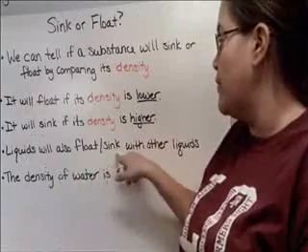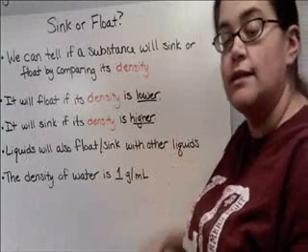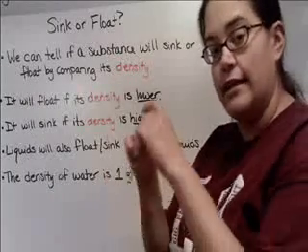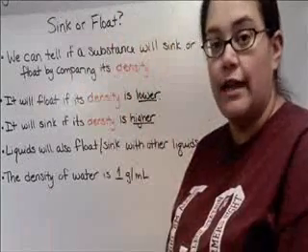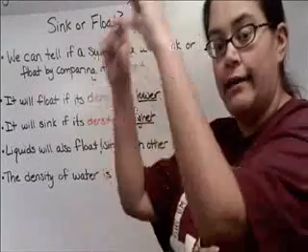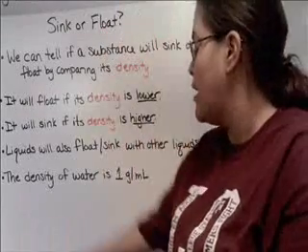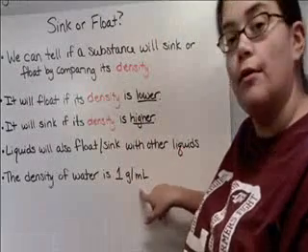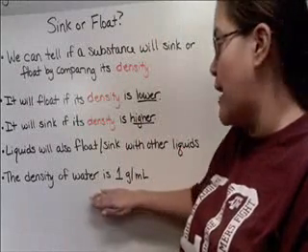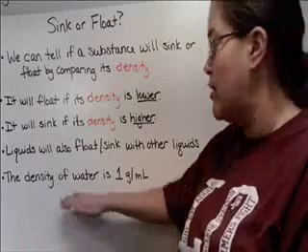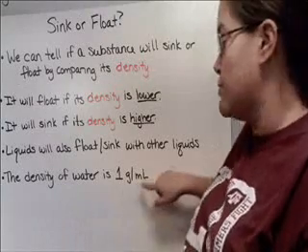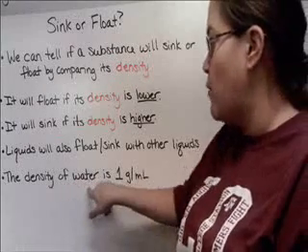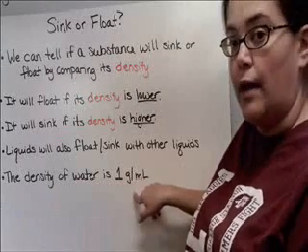Liquids will also float or sink with other liquids. So if you pour in liquids of different densities, they will settle into layers based on their density, with the highest density at the bottom and the lowest density at the top. And then something you need to remember is that the density of water is 1 gram per milliliter. So a lot of questions will ask you, here's an object, here's its density, will it float in water? But it won't tell you what the density of water is, because you're expected to know that. So the density of water is always 1 gram per milliliter.